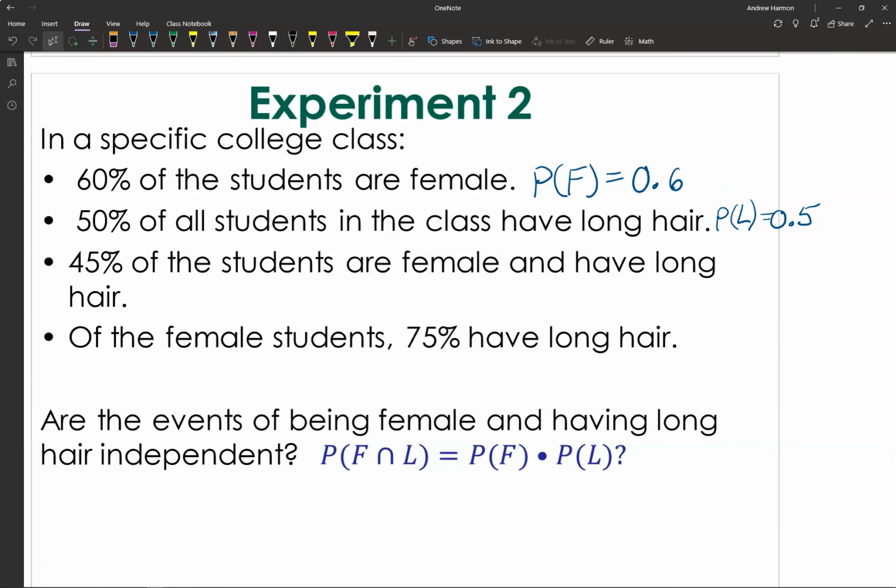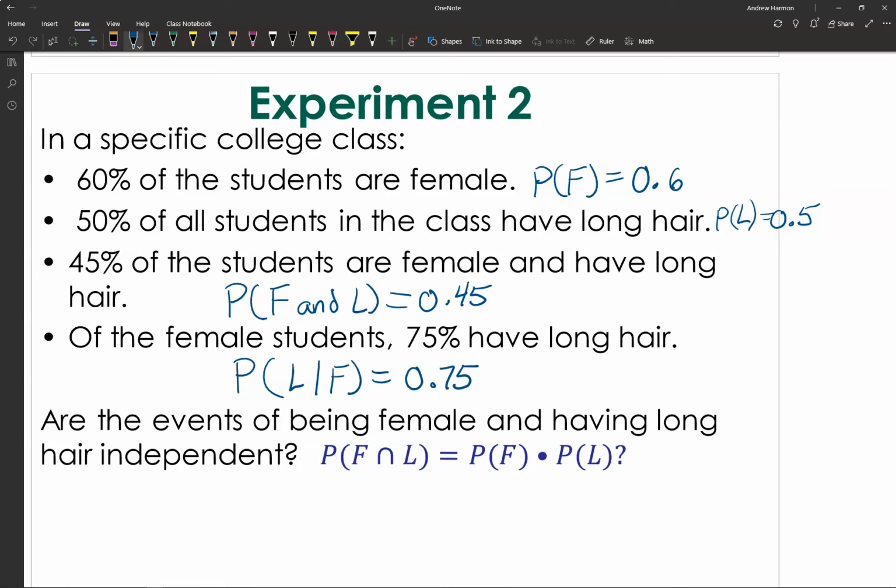45% of students are female and have long hair. So the probability of female and long hair is 0.45. And this last one, of the female students, 75% have long hair. This one's a little weird. The way we'd write this, because we're just dealing with female students, that means we would say the long hair, given that they're a female student, is 0.75. So we know they're females, and of those females, 75% have long hair.